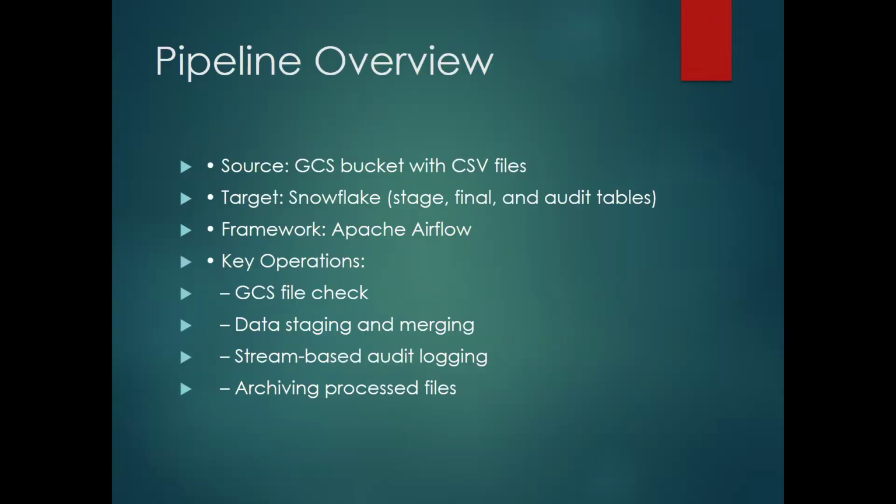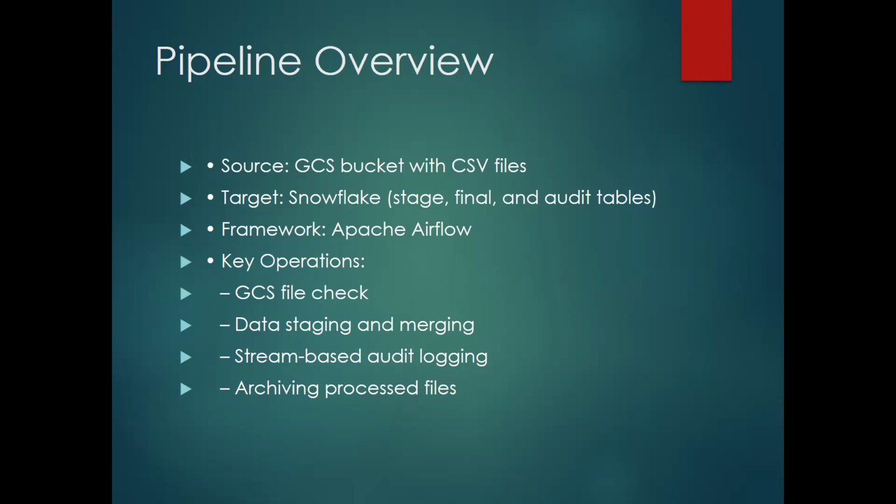Here is the pipeline overview. The source of data is a GCS bucket containing CSV files. These files are processed and loaded into Snowflake, which hosts multiple tables: a stage table for raw data, a final table for combining records, and an audit table to track inserts and updates. Finally, the processed files are archived in a separate folder in GCS to prevent reprocessing.